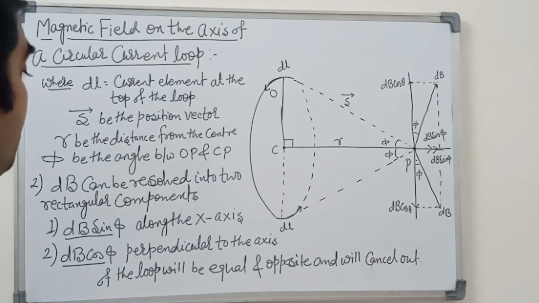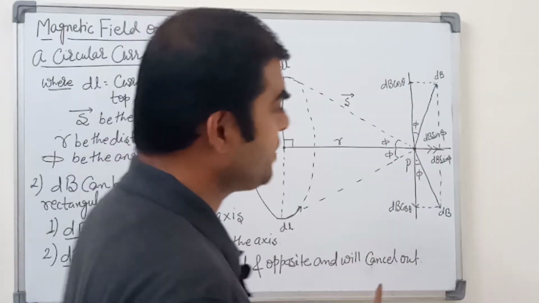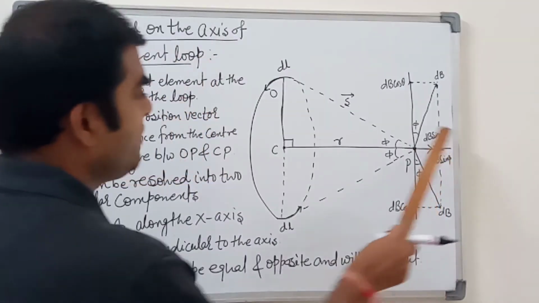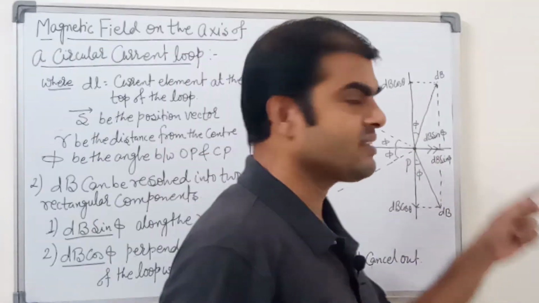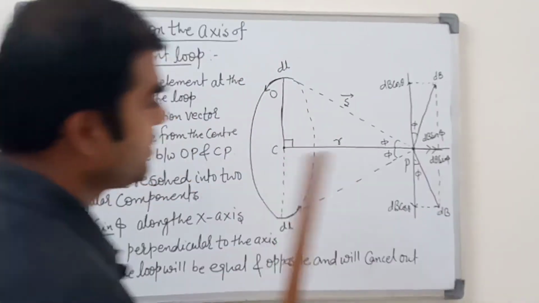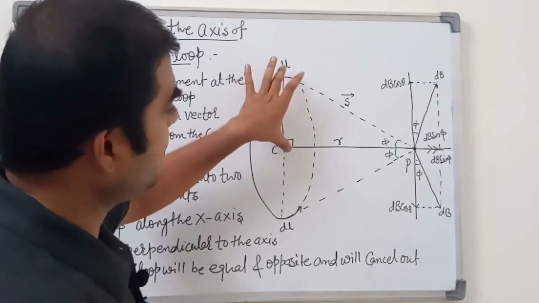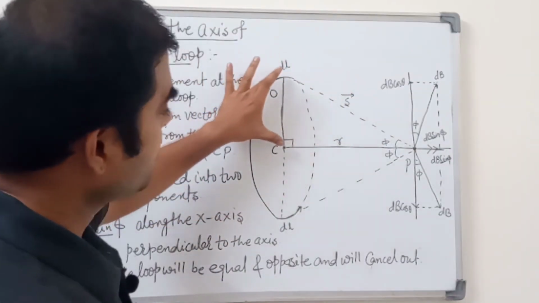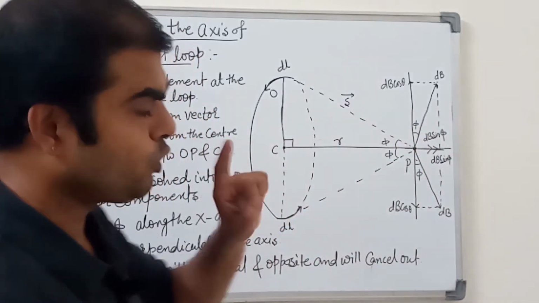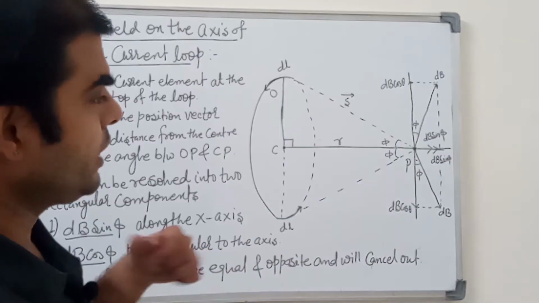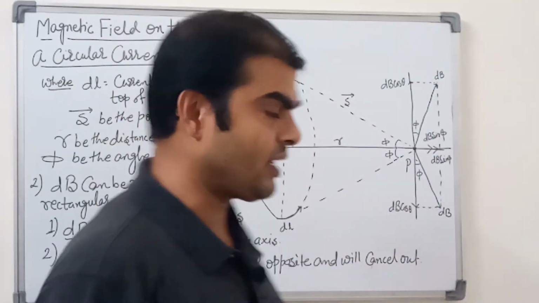Now dB can be resolved into two rectangular components. dB sin phi along the x-axis: both are in the same direction, so dB sin phi here and dB sin phi here both create the same direction along the x-axis. So for the upper part of the circular loop we count only one component, dB sin phi, and if we count the lower part too, we multiply dB sin phi by two.